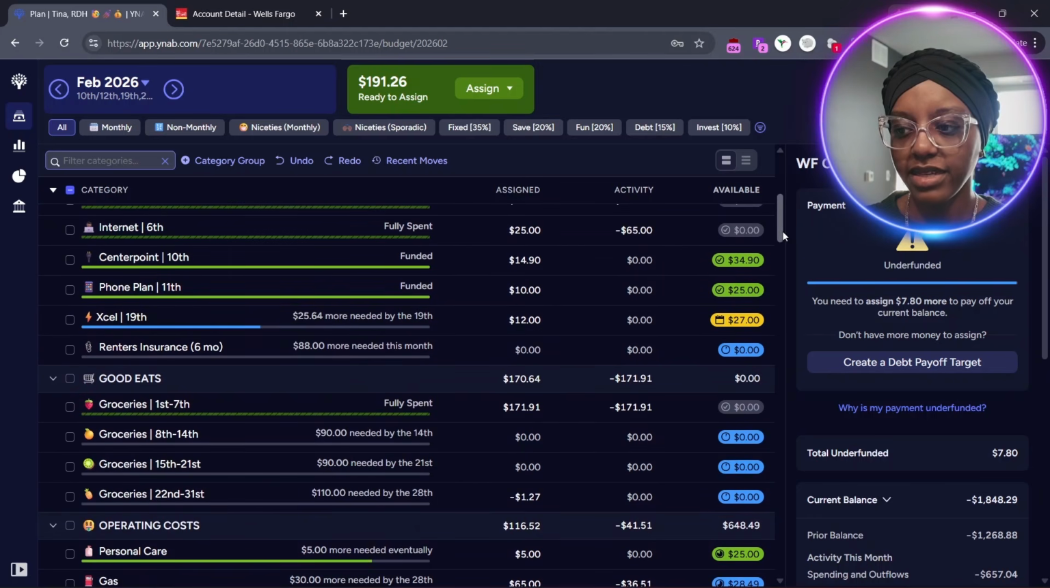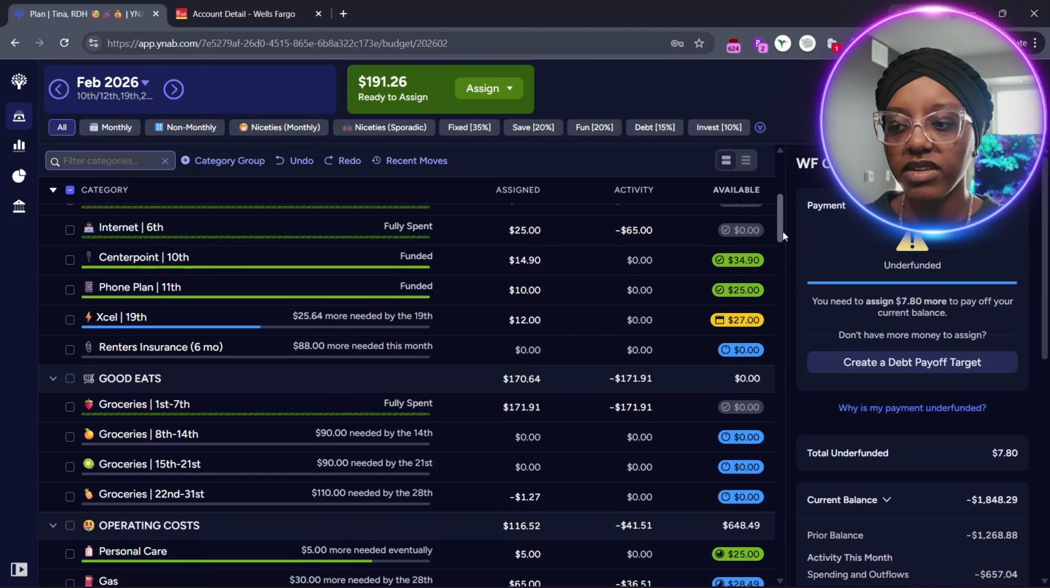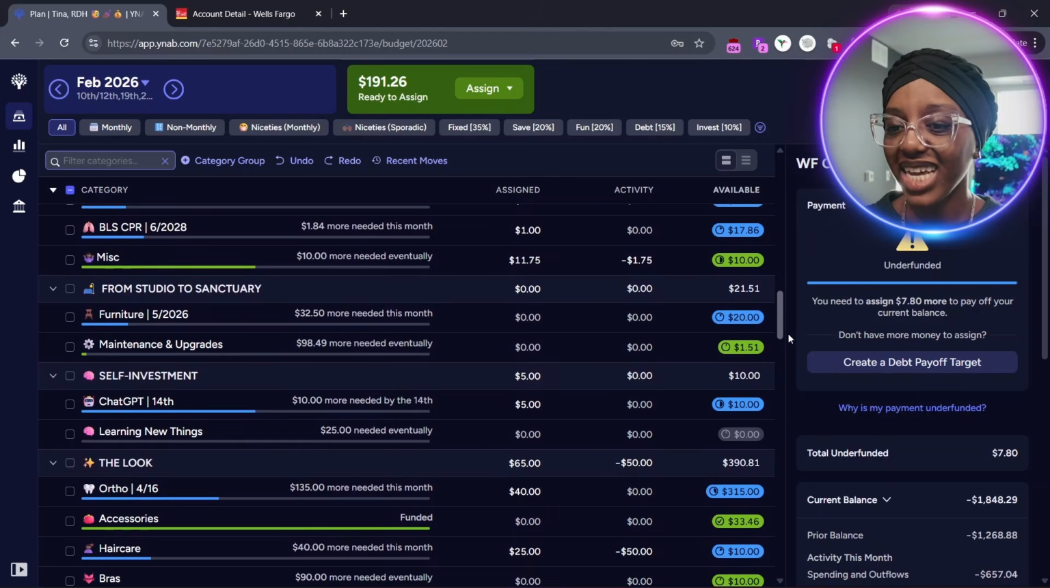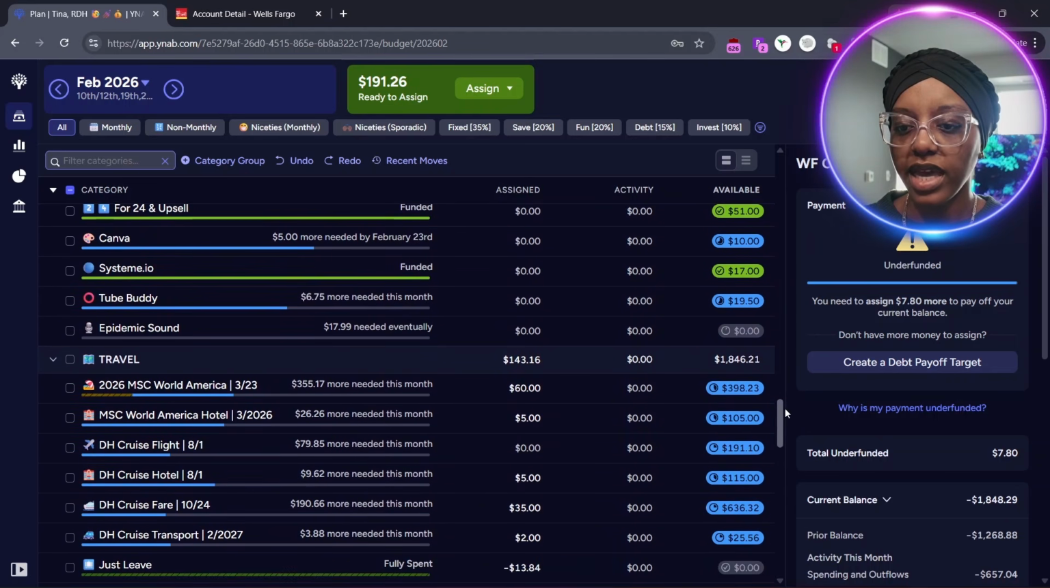Oh guys, I hate this. What did I do wrong? Why is it yellow? I mean, I know why it's yellow because I don't have enough money assigned, but like, where did I not assign the money? Groceries, it's been assigned and spent. I hate this. And I have $191 and I don't know what to do with it. I'm gonna go down on travel because I feel like I kind of cheaped out on the travel.